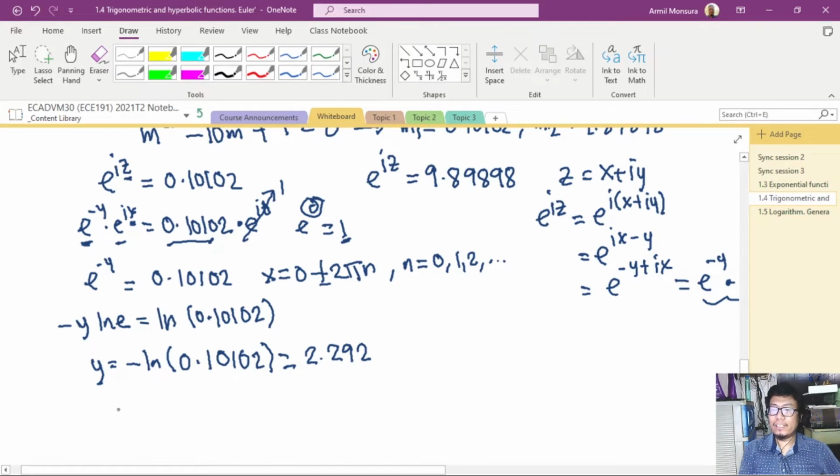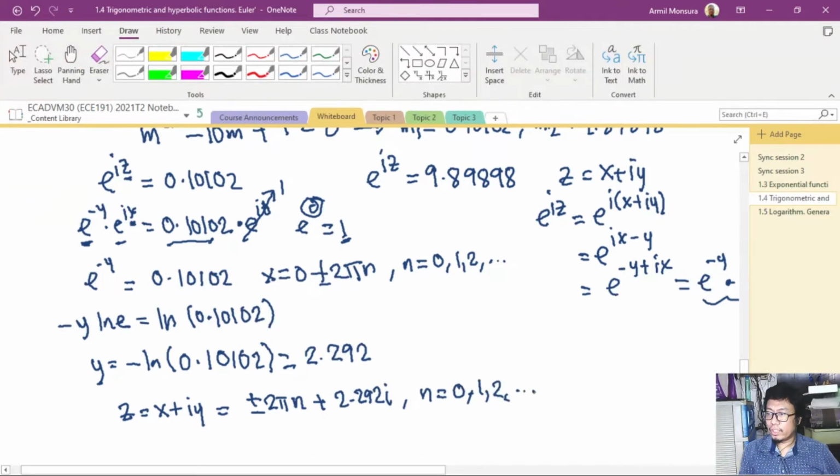We take note that z, which is again x plus iy, is equal to plus or minus 2 pi n, that's the value of your x, plus 2.292i. This is for n equals 0, 1, 2, and so on. So these are the solutions for your z, and that's just the first half. Now for the second half, we deal with this one.